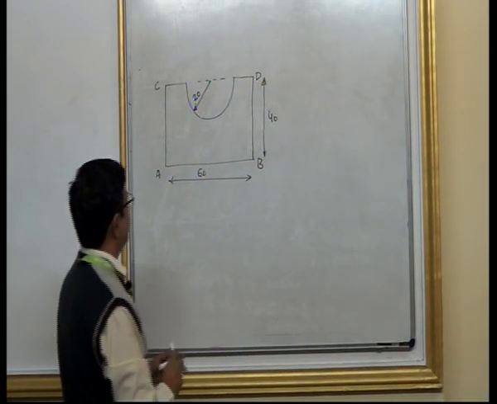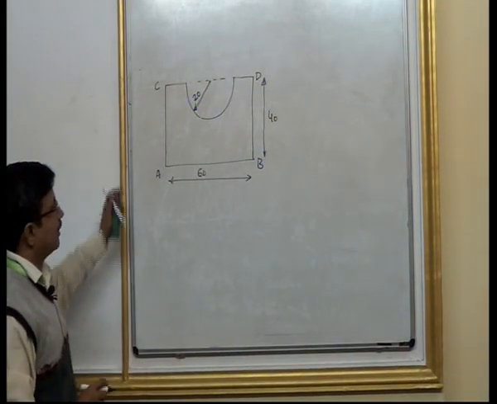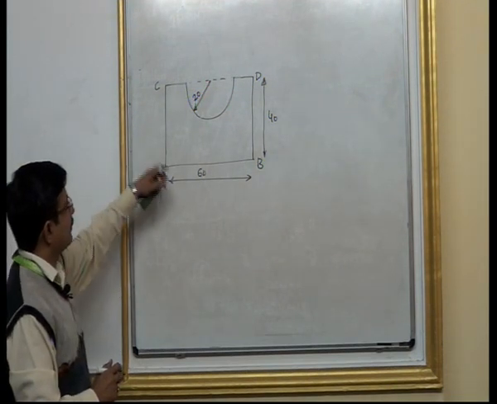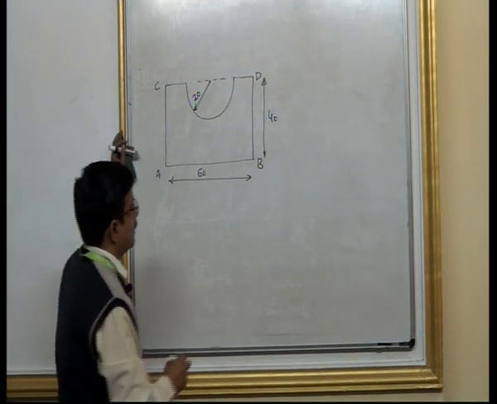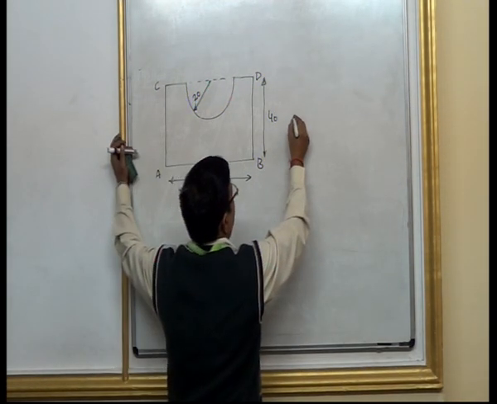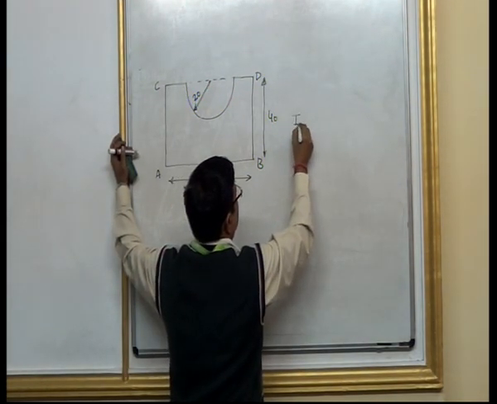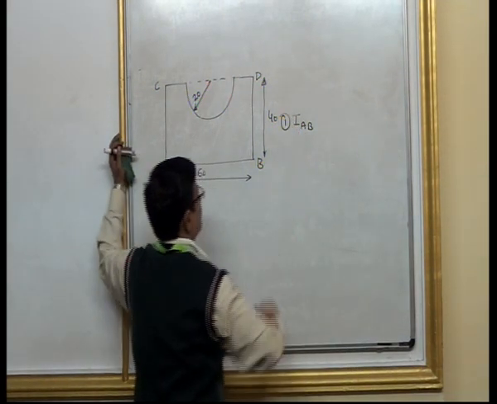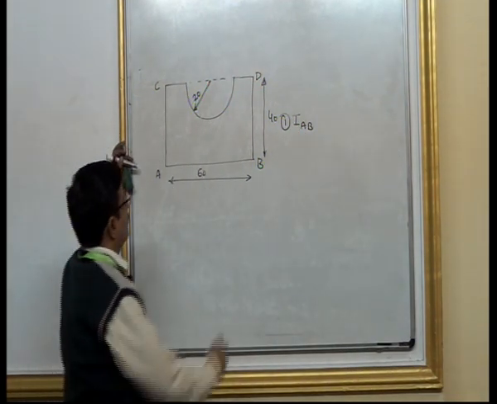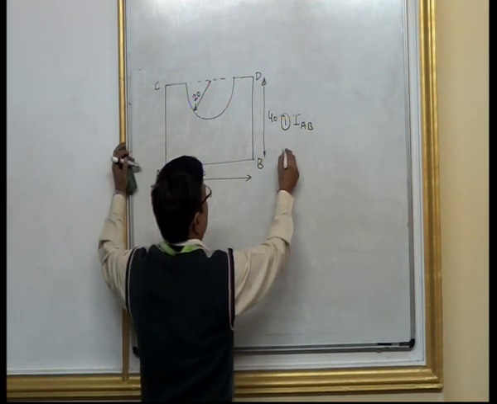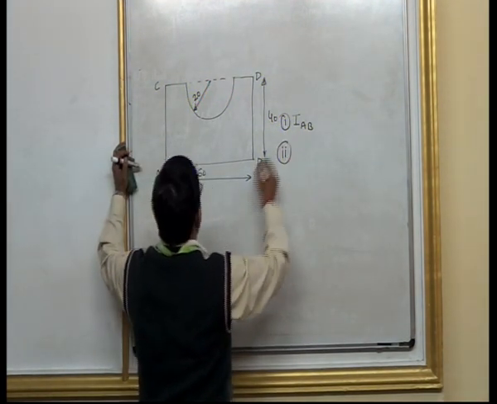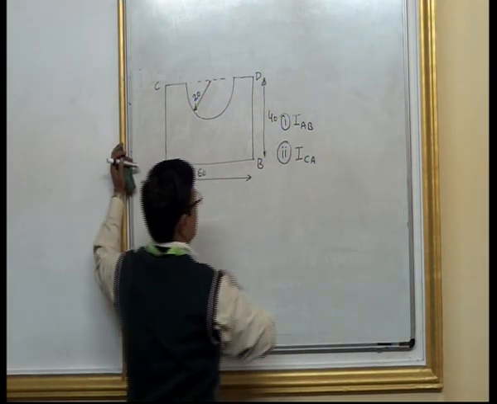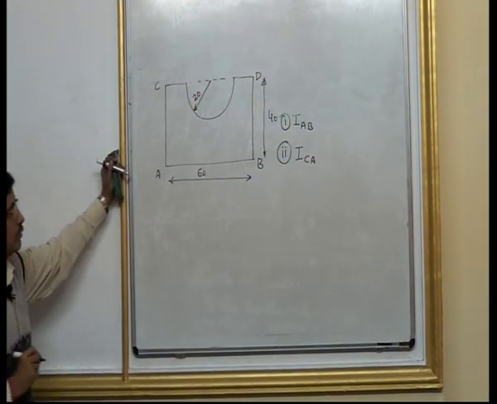We are discussing the question of area moment of inertia. The question is given to us. We have been asked to determine the moment of inertia about the AB axis first. Then we have to determine the moment of inertia about CA, ICA. So let us try to understand how to solve this question.